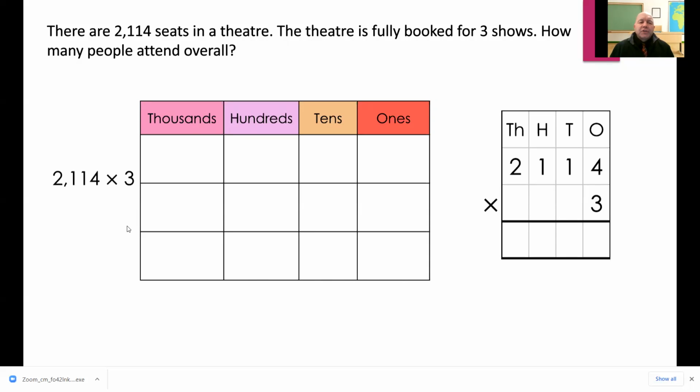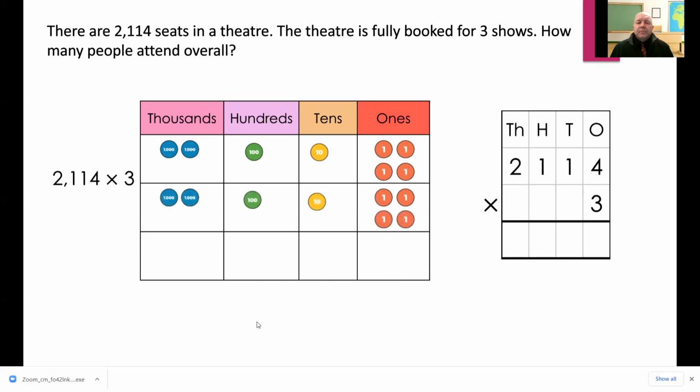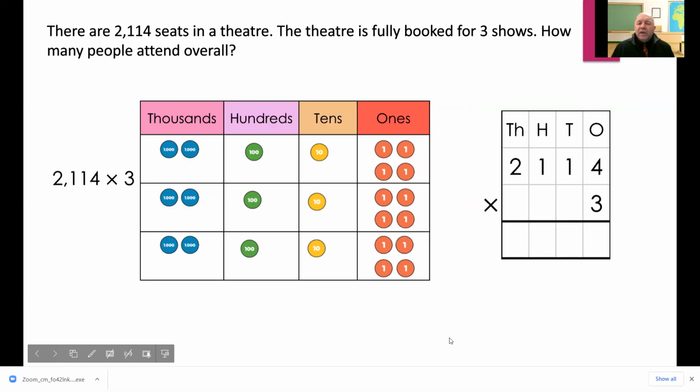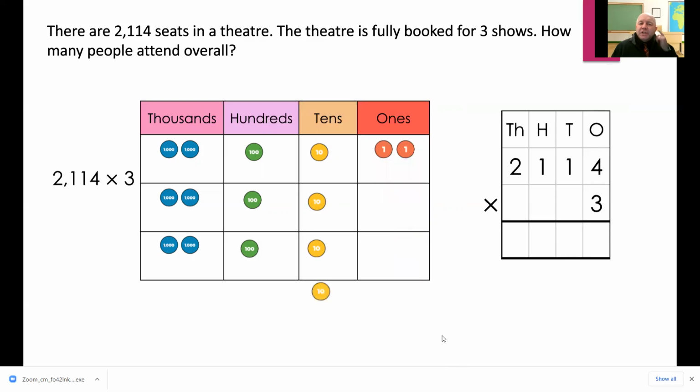So first of all, our 2,114 in counters: 4 ones, just 1 ten, 1 hundred, and 2 thousands. And remember, we need it 3 times. So there's 3 lots of 2,114. And if we work it through, we start with our ones, 3 lots of 4. There's 1 lot of 4, 2 lots of 4, 3 lots of 4. 3 lots of 4 is 12. Okay, so we take 10 ones and exchange it for a ten. And in our sum here, 3 lots of 4 is 2 ones and the 1 ten that we carry across.